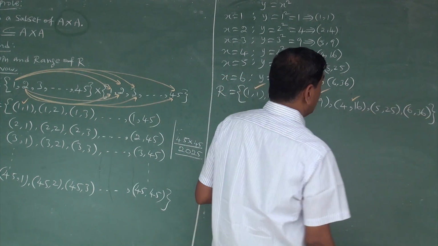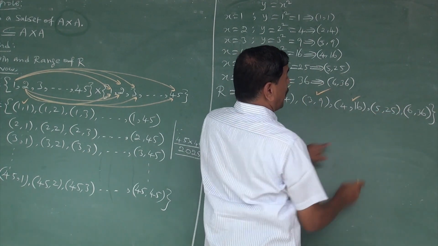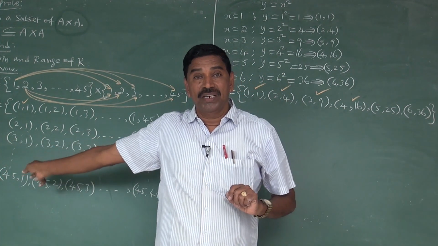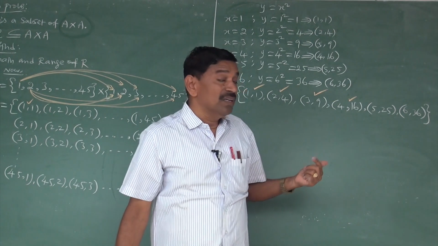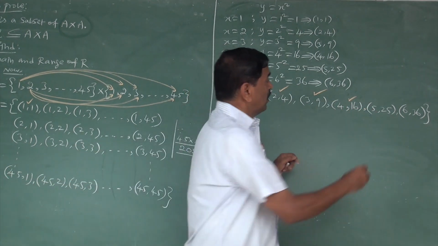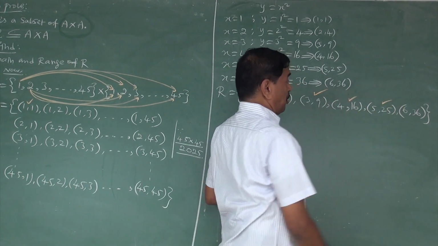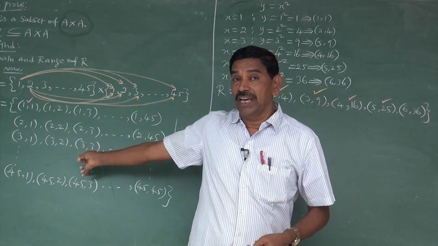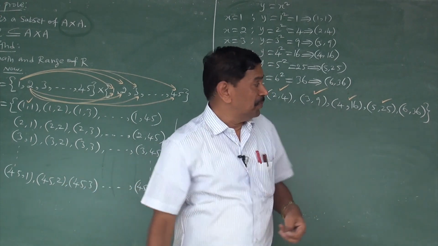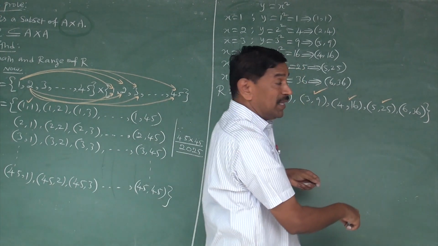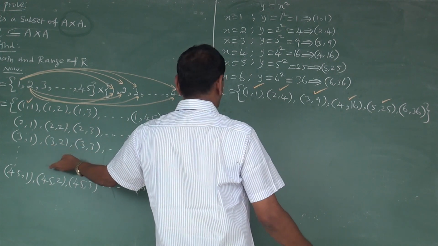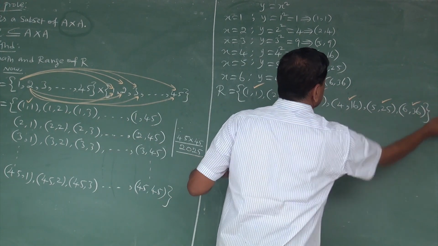Okay, come to the next ordered pair. Whether 5 comma 25 is present in A cross A or not? Yes. In which row? Yes, good. 5th row available. So 5 comma 25 is available. Okay, next 6 comma 36 present in A cross A or not? Yes, present. In which row? That is 6th row, because 1st row, 2nd row, 3rd row, 4th row, 5th row, 6th row. In 6th row 6 comma 36 is available.